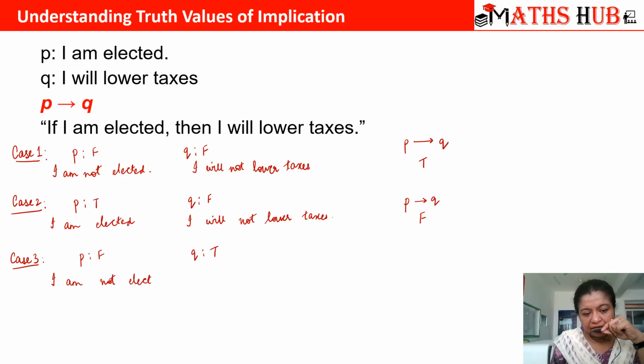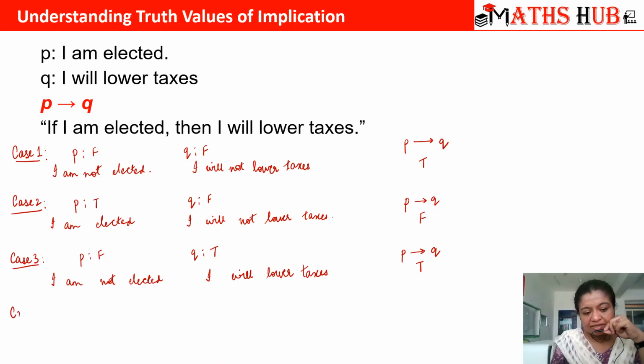I am not elected, and Q is a true statement, so I will lower the taxes. So in this case, though I did not get elected, still I will lower the taxes. That means there is some blessing, and I didn't get elected, but still I lowered the taxes. That means the argument is satisfied. So P implies Q is a true statement.